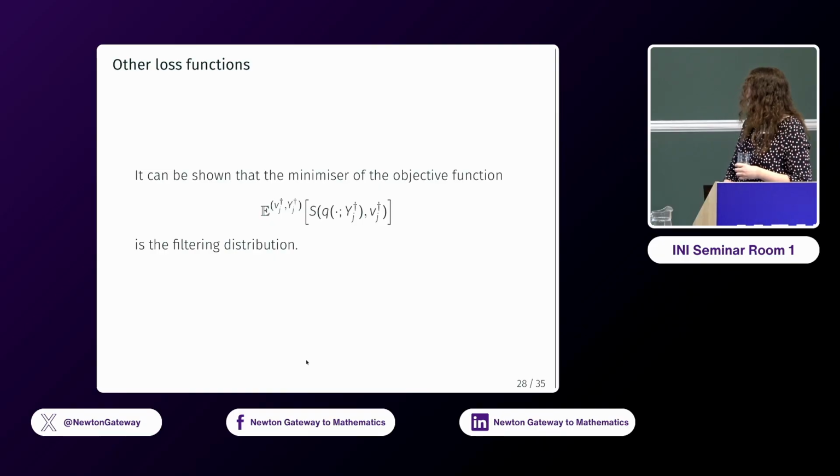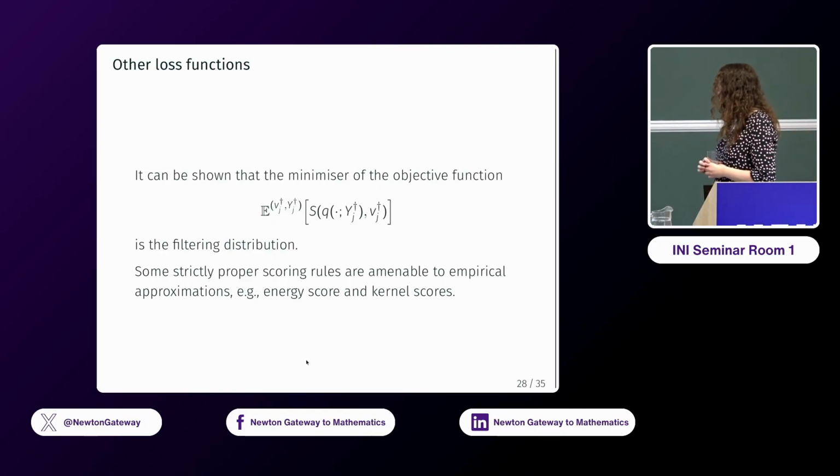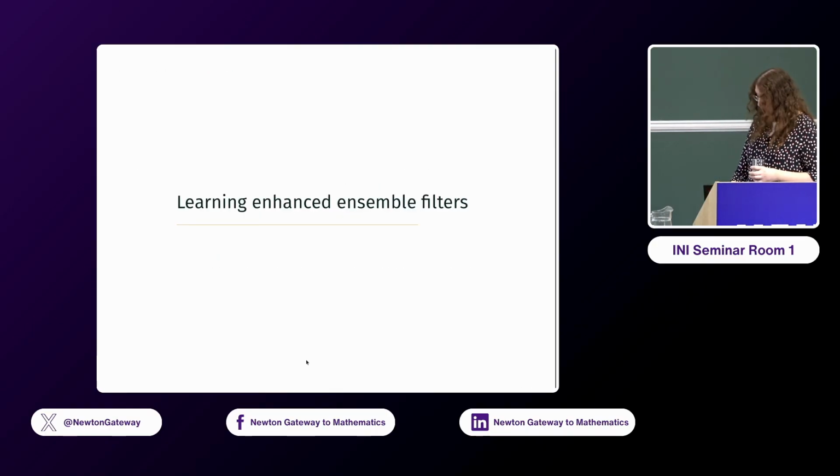data came. And then we could set up a cost function that's based on these strictly proper scoring rules. And these are amenable to ensemble approximations. So that's a way that we can scale some of these ideas to higher dimensional settings.